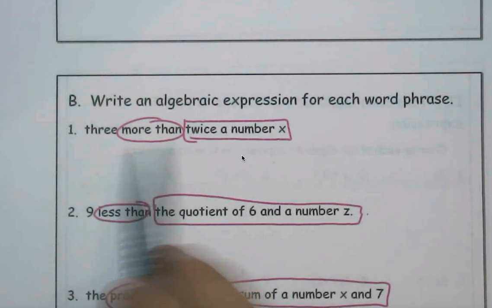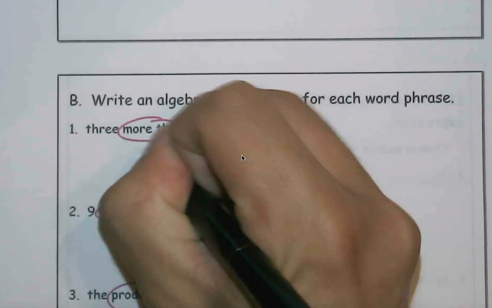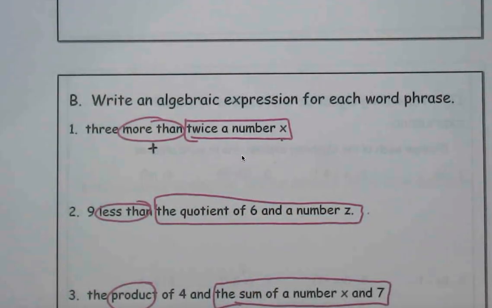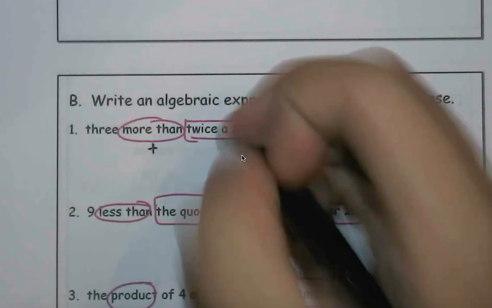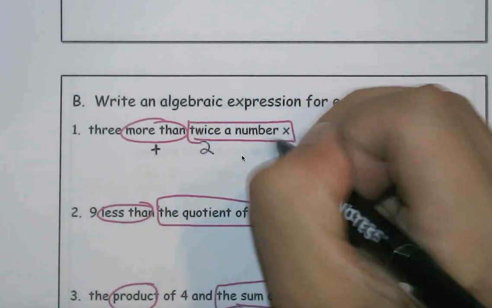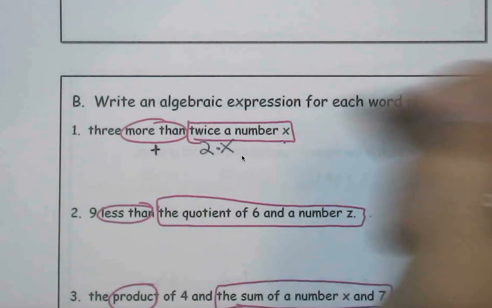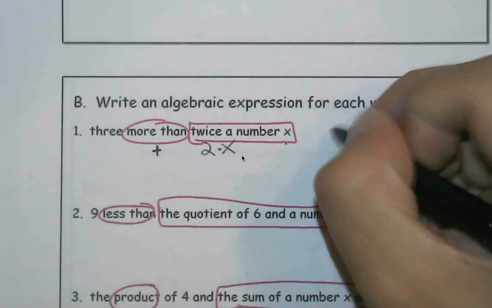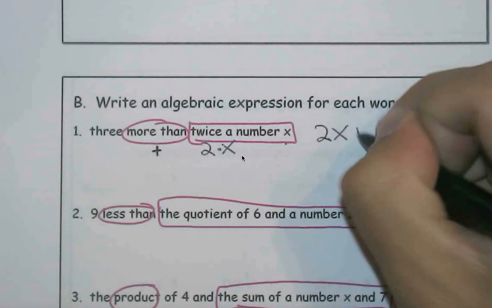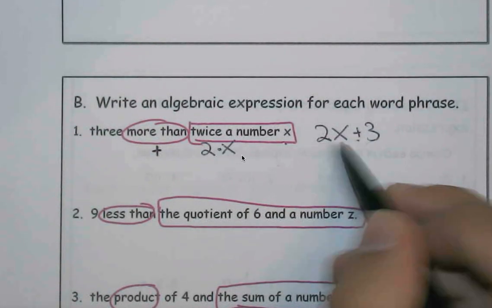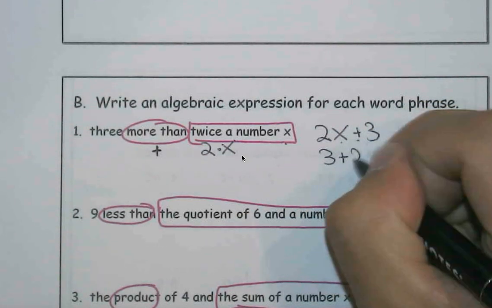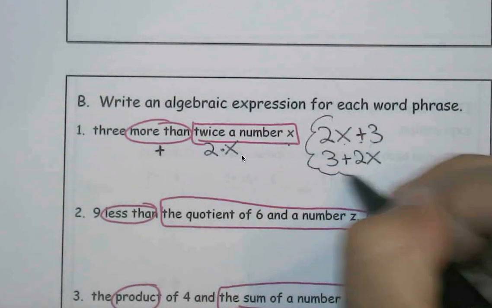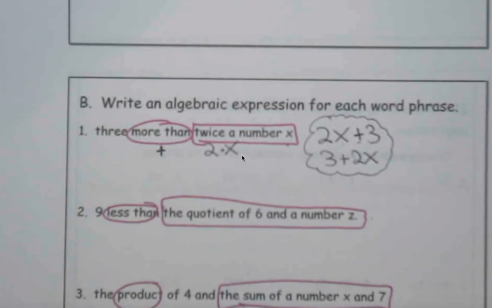Out of everything that's in this first problem, what can we definitely write? Well, I know that there's more than, so I'm going to be adding in this case. I also see twice a number x, so what operation is going on here? Hopefully you're saying 2x. Twice a number x, doubling it, so 2 times x. And it's 3 more than twice a number x, so you could express this as 2x plus 3, because it's 3 more than 2x, or you could do 3 plus 2x. I think either of these is fine. Since they're both adding, we can get away with this.